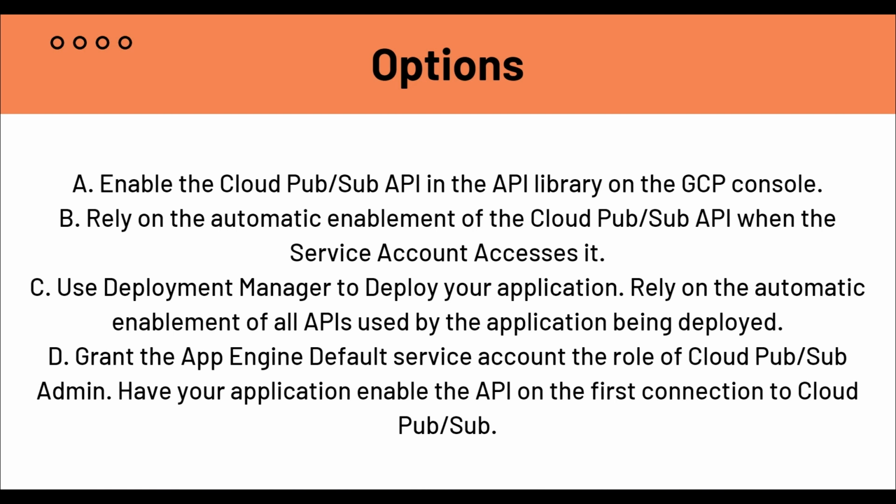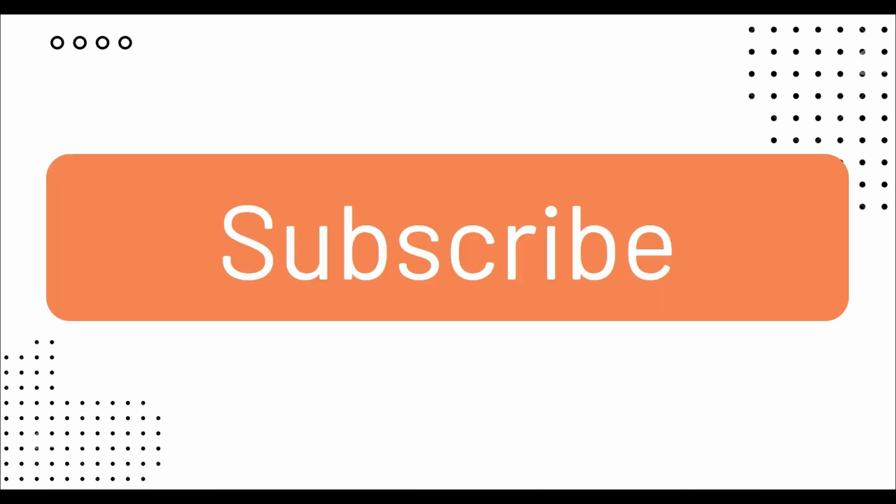So B, C, and D, which rely on automatic enablement and rely on the others to enable the API, are not the answers. So A is the answer. Once again, A, enable the Cloud PubSub API in the API library on the GCP console, is the answer for this question. Alright guys, that was the last question.